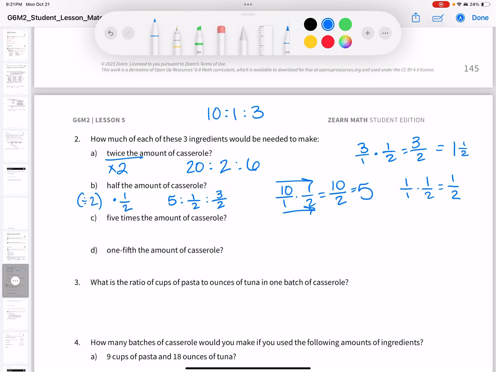C, 5 times the amount of casserole. So we are multiplying by 5. So 10 times 5 is 50. 1 times 5 is 5. 3 times 5 is 15.